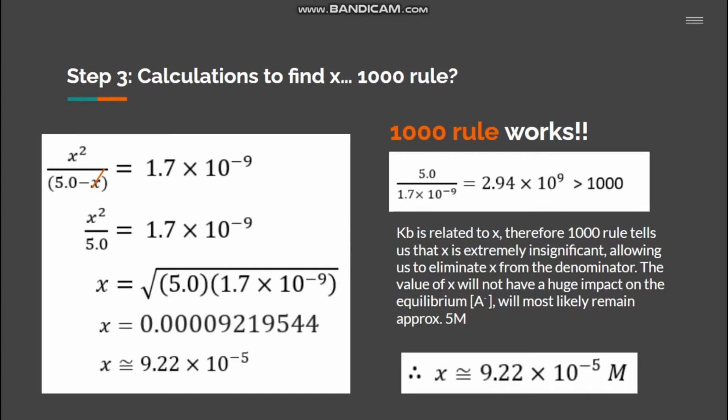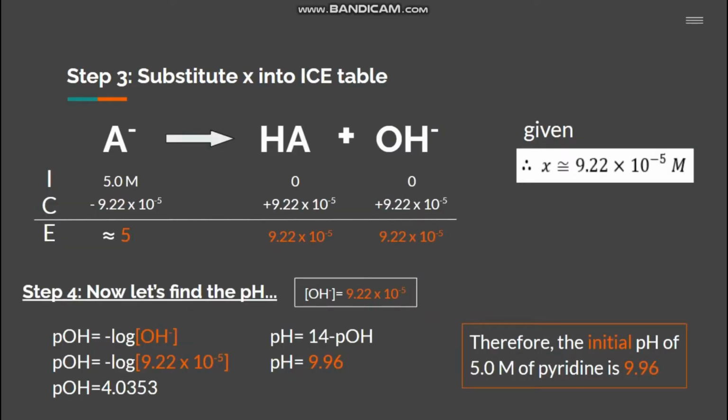Since Kb is related to x, the 1000 rule tells us that x is extremely insignificant, allowing us to eliminate x from the denominator. The value of x won't have any significant change to the equilibrium concentration of pyridine. We get about 9.22 times 10 to the power of -5 moles for the value of x after all our calculations. Now x is substituted back into the ice table, and we now have our initial equilibrium concentrations prior to adding any acid or base to the solution.